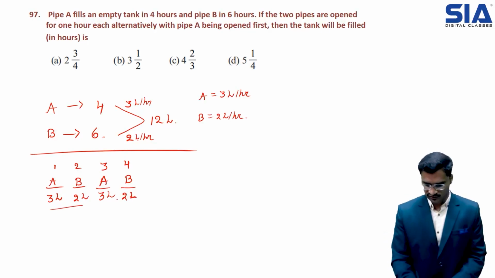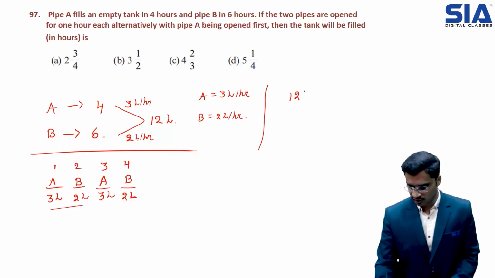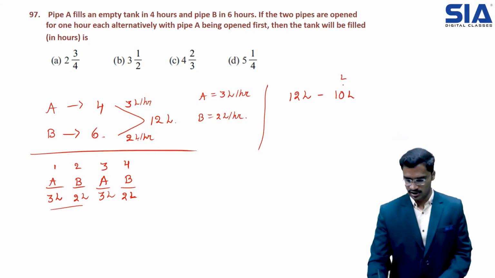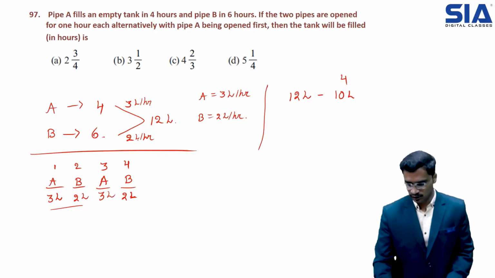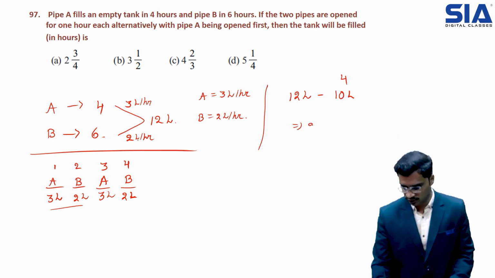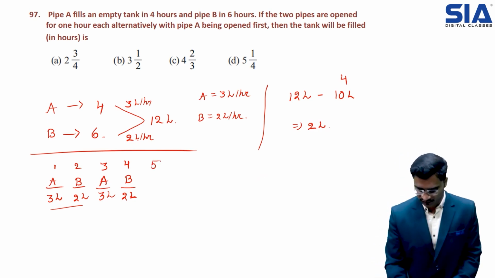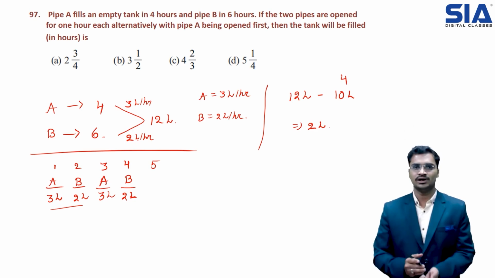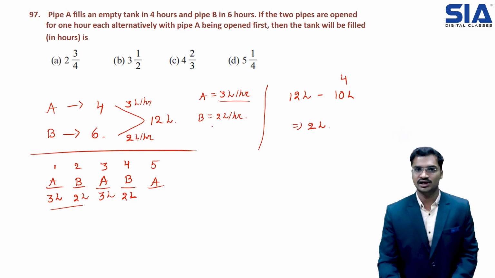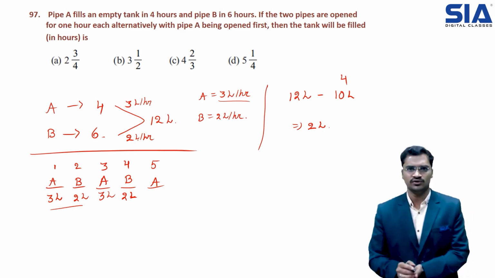So total of 10 liters has been completed. So out of 12 liters, in 4 hours 10 liters has been filled. Now the remaining tank, in order to fill the tank, how many liters is remaining? In order to fill the tank, there are only 2 liters remaining. So in the next or fifth hour, who will come? Fifth hour A will be coming and the efficiency of A is what? 3 liters per hour. But he has to fill only 2 liters of the tank.